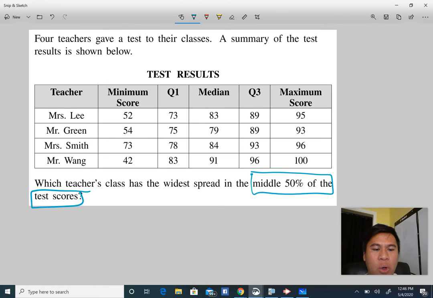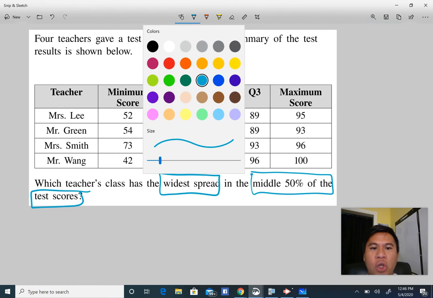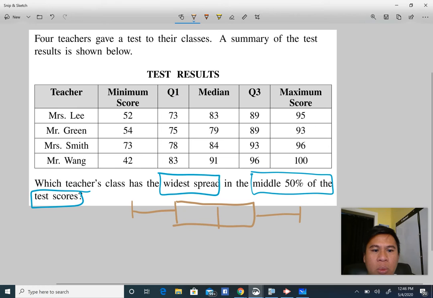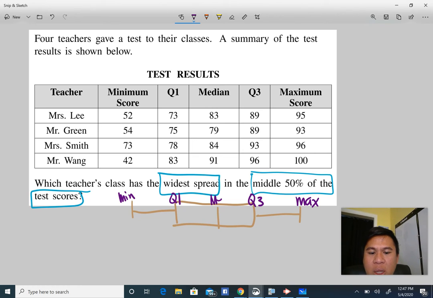So again, we're talking about the widest spread on the middle 50% of the test scores. As we may see on the data, all of them have minimum, Q1, median, and maximum. So you can consider this, in fact, as our box plot, where the minimum is the leftmost whisker, the maximum is the rightmost whisker, the lower quartile is Q1, the upper quartile is Q3, and the median, or what we call the second quartile, is in the middle.